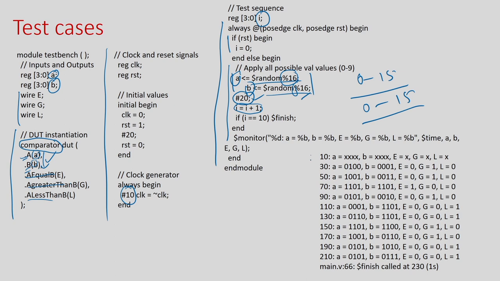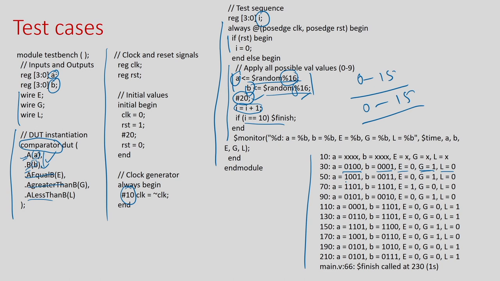So, let us see the simulation, and I will do this 10 times. After the count becomes 10, I will complete it. In the first case, A came 0100 and B is 0001. Obviously, A is greater than B here. So, I got it, A greater than B, and the other 2 bits are 0.